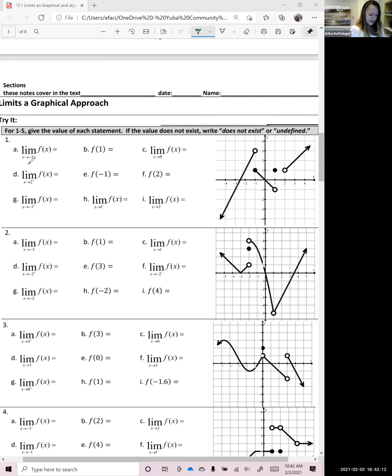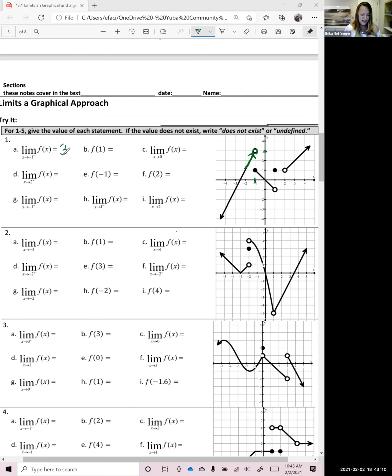So 1A says the limit as x is approaching -1 on the left of f of x. So x equals -1. Determine where that is on your graph, which is right here. I noticed that this graph jumps, so it's a different piece on the left than it is on the right. Since it's on the left, I have to look at the piece on the left. What is that y value as we get closer and closer to x equals -1 on the left-hand side? Well, it's an open circle, so it's never going to hit that y value of 3, but it's going to get so close that we can say that limit is 3. So those of you who said 3, that was correct.